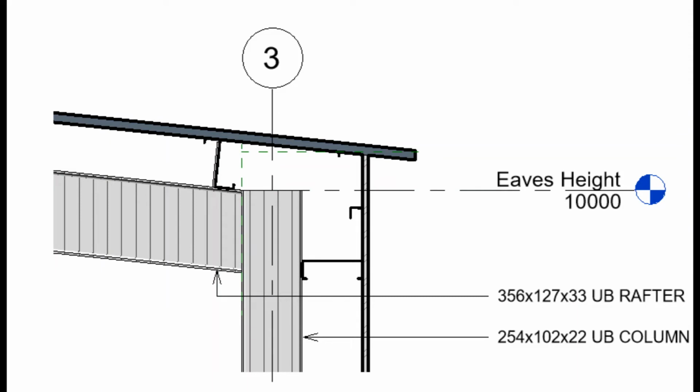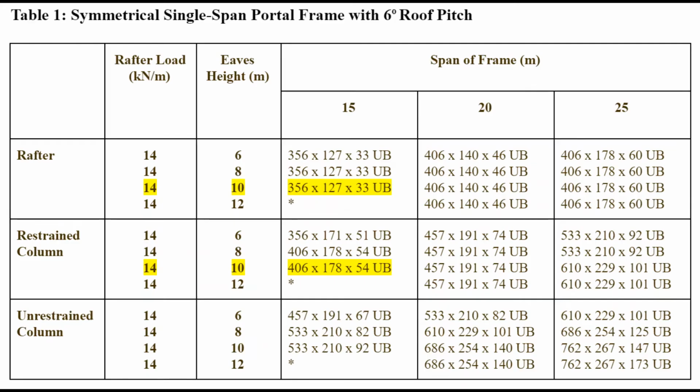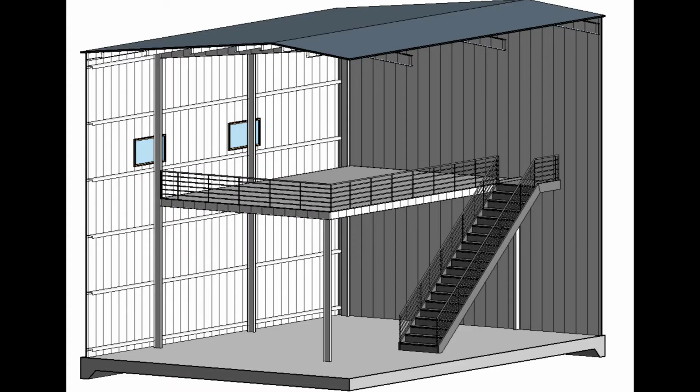Hi, my name is Kyle and I'll be presenting the portal frame and mezzanine sizing information. Based off the 14 kilonewton per metre rafter load, 10 metre eave height and 14 metre frame span specified to us in the project brief, we've selected the portal frame sizing accordingly based off the design table provided. The rafter size required is a 356 by 127 UB at 33 kilograms per metre, and the restrained column required is a 406 by 178 UB at 54 kilograms per metre.